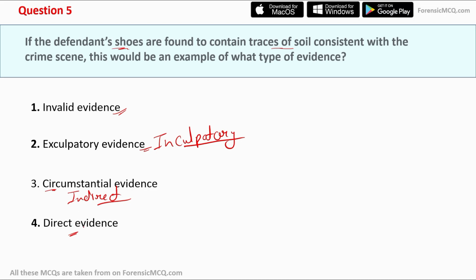After that, the fourth option is direct evidence. Direct evidence is evidence that establishes a fact, and it doesn't need any further clarification. For example, CCTV records the defendant firing a shot, so it is a type of direct evidence. But in this case, the correct answer is circumstantial evidence because it only links him to the crime scene, but doesn't directly specify that he has committed the crime. So the correct answer is circumstantial evidence.